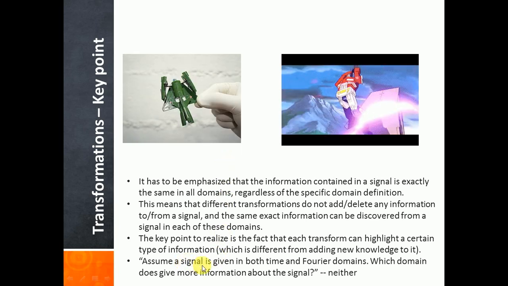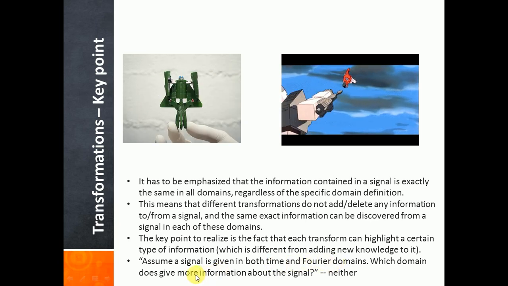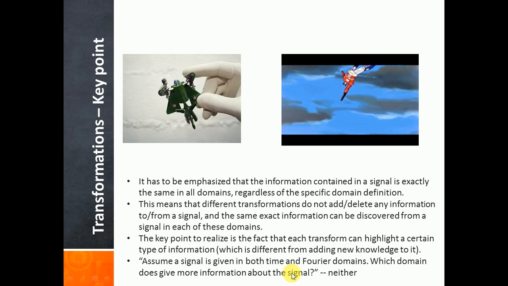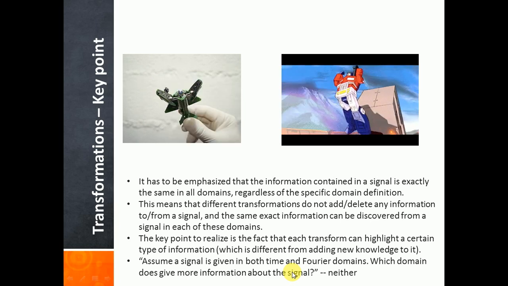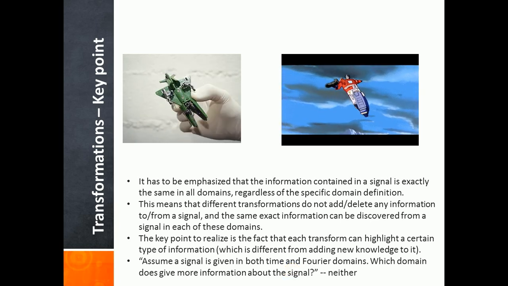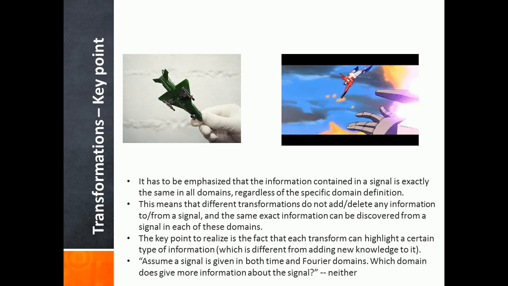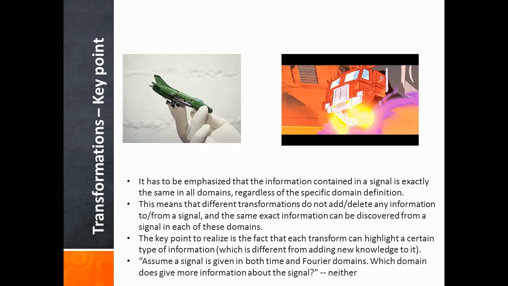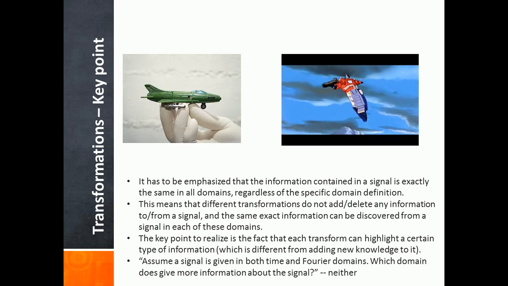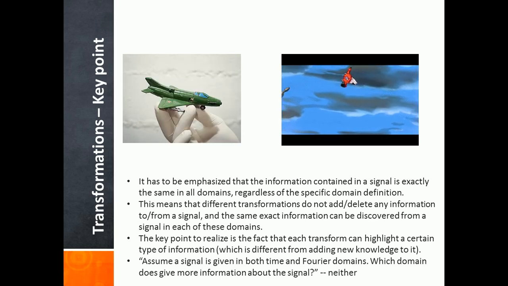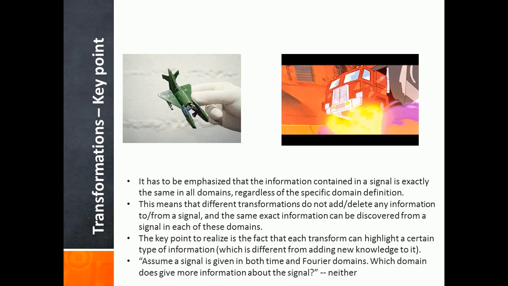This is a trick question that I've asked students sometimes. Assume a signal is given both in the frequency domain, which is the Fourier domain, and the time domain. Which domain gives more information about the signal? The answer is neither is giving more information. It's the same signal. However, some signals reveal certain characteristics which are important in the time domain, and some signals highlight other characteristics which are more important or more visible in the frequency domain. Therefore, it depends on what it is that you're really looking for.